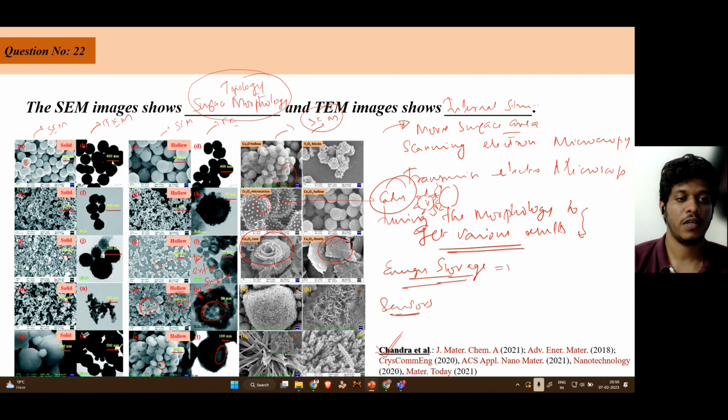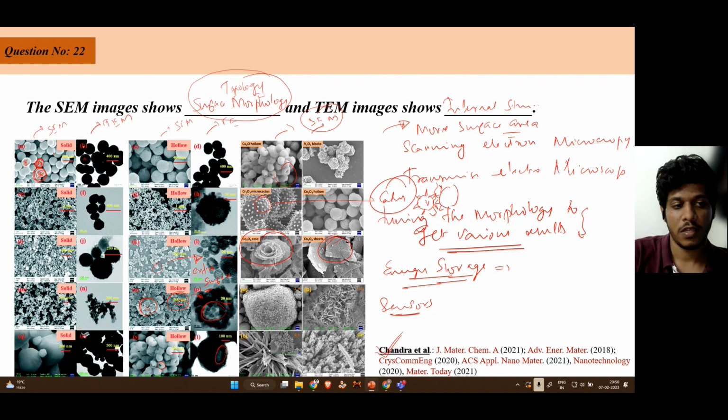Now the question was, the SEM images show dash and the TEM images show dash. SEM images generally show the topology or surface morphology, whereas TEM images show the internal structures. From these figures we can see that SEM images clearly give us information about the morphology and how these structures are visible from outside. But we do not get an idea about their internal structure.